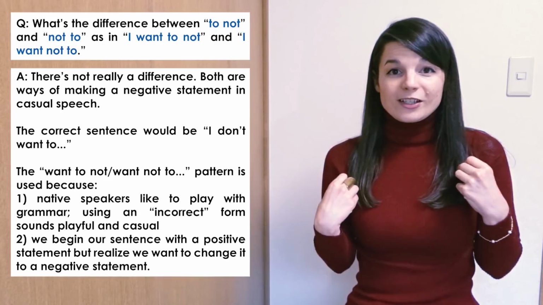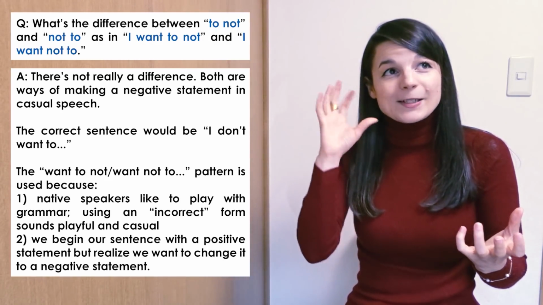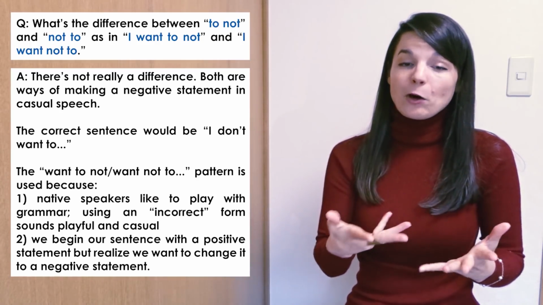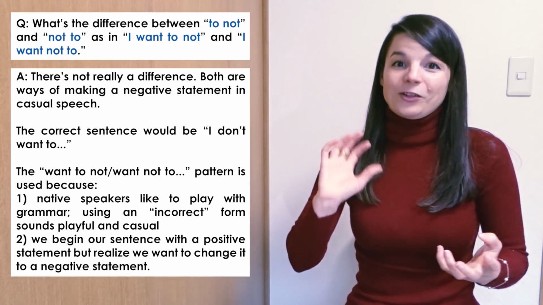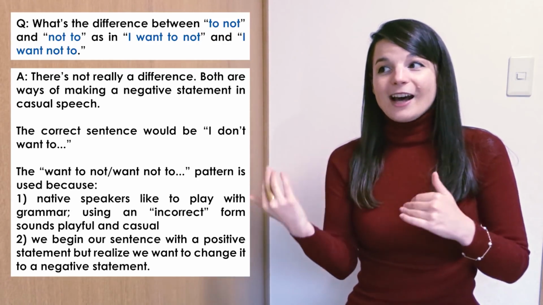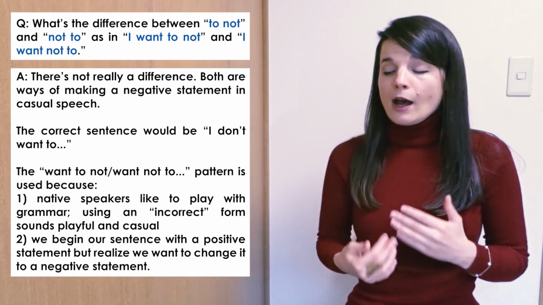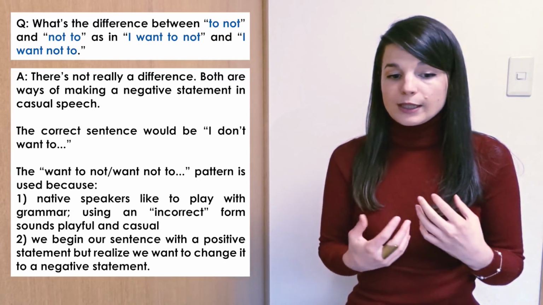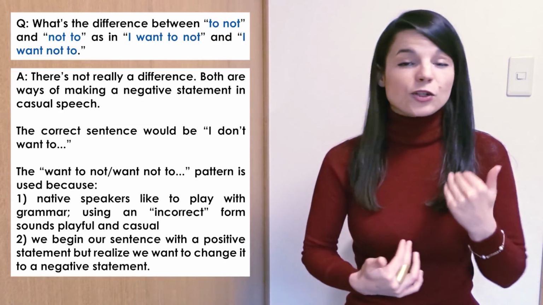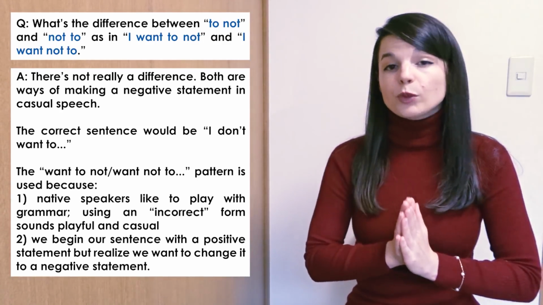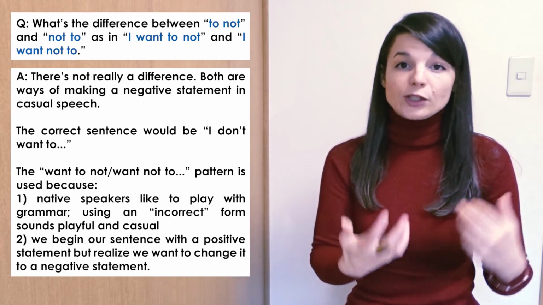Also, sometimes we start a sentence and we make it positive, like I want to, and then we realize part of the way into the sentence, oh wait, I want to express something negative. So we change it to not or not to. So I want not to blah blah blah, or I want to not blah blah blah. Both are okay, but just keep in mind that we use that in casual situations. We don't generally use these in formal situations. Instead, we use I don't want to blah blah blah.